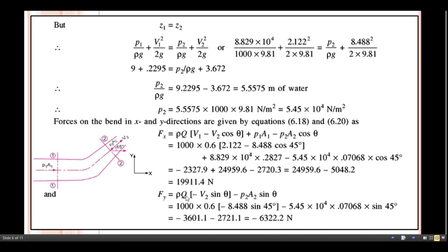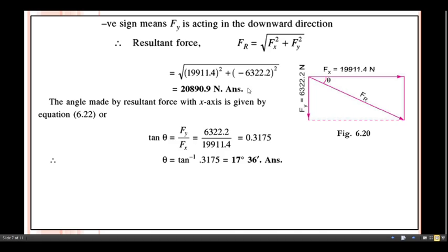Now substitute the values for rho, Q, V2, theta, P2, A2, etc. After doing the calculation, we get Fy equals minus 6322.2 Newton. So once we get the values for Fx and Fy, just substitute these values into this relation, you can get FR equals square root of Fx square plus Fy square.